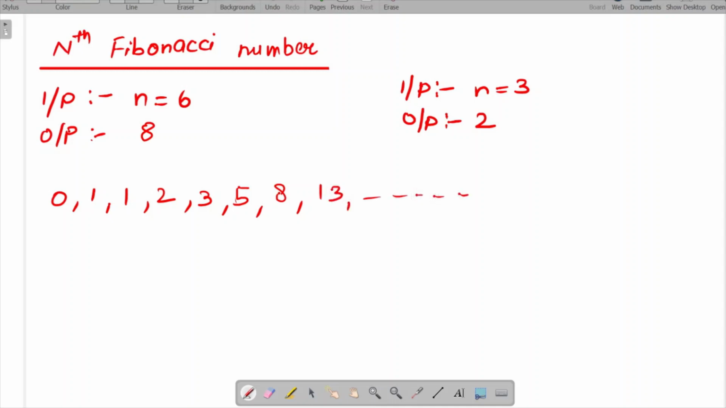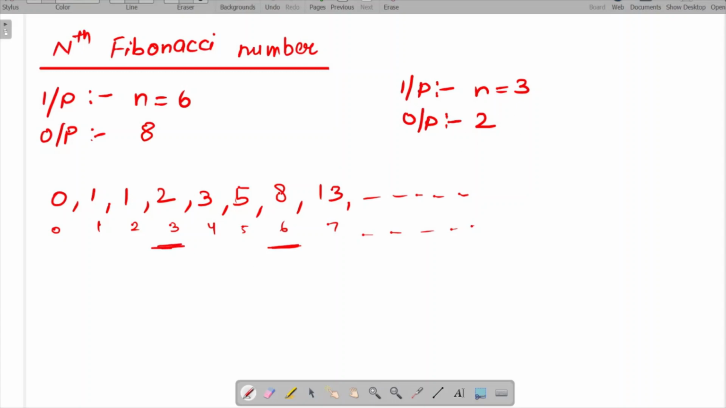Now in this case, the n value that we have is basically the position value. So the positions will be like this: 0, 1, 2, 3, 4, 5, 6, 7, and so on. Whenever we are given a number n which is 6, we have to find what value will come at the sixth position in the Fibonacci series. As you can see, the value at the sixth position is 8. Now what value will come at the place of 3? At the third position in the Fibonacci series we have the value 2. So in this way we have to return.